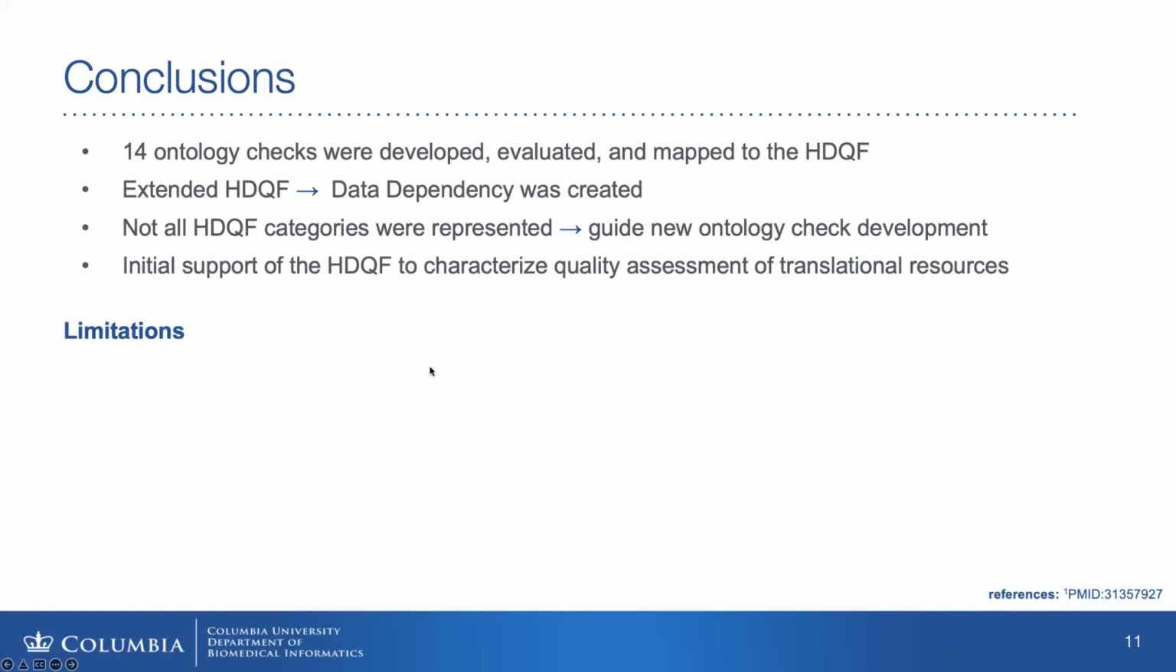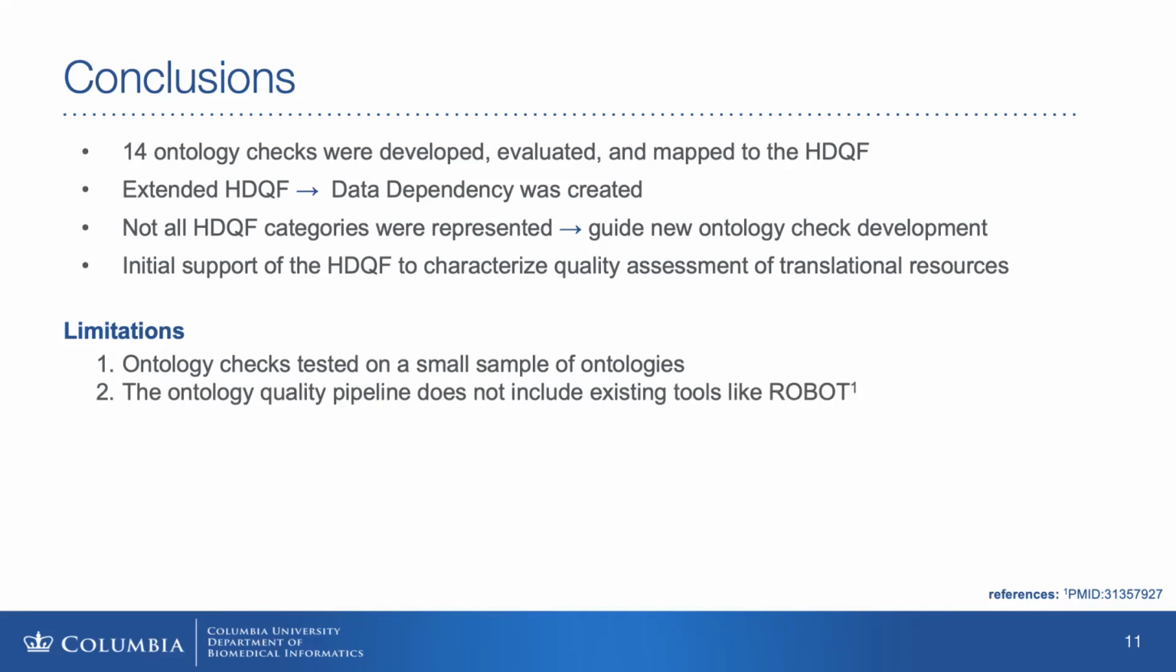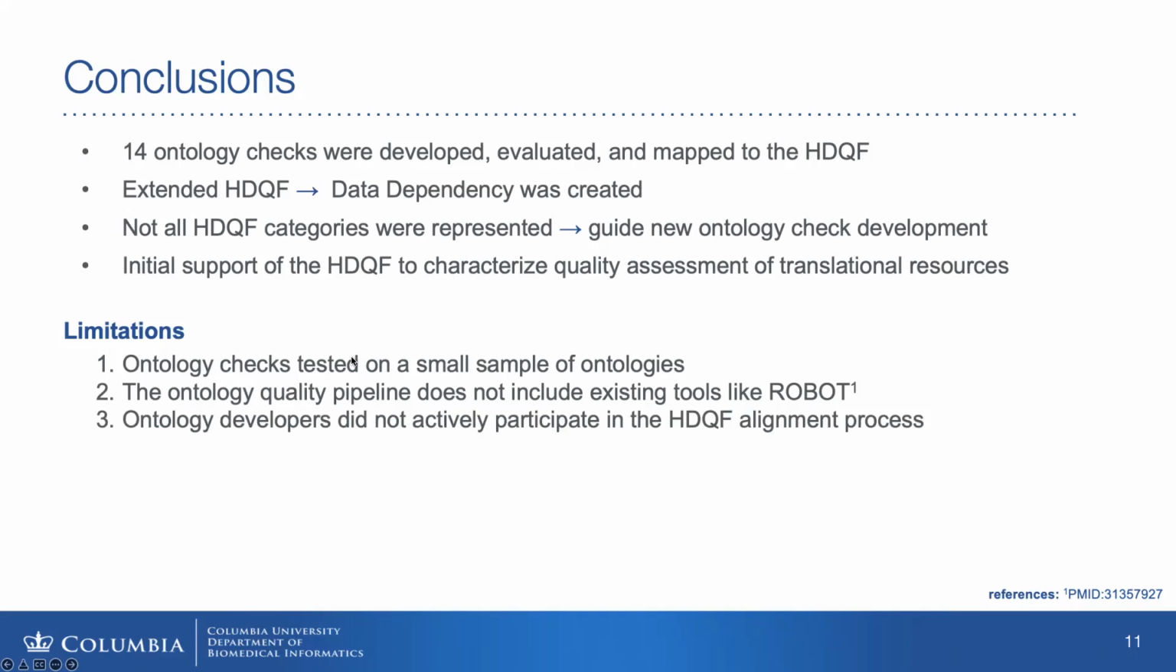But there are several important limitations we'd like to point out. Ontology checks were tested on a small sample of ontologies. The ontology quality pipeline does not include use of existing tools like Robot, but it should, and it is something we are actively doing to improve the pipeline. Ontology developers did not actively participate in the HDQF alignment process, but they should, as this is important for us to recognize not only what's important, but whether or not the checks, and including the categories that don't currently have an aligned check, are worth aligning to the ontologies.